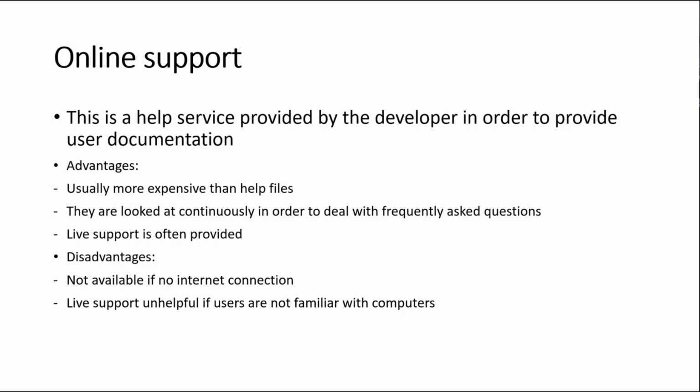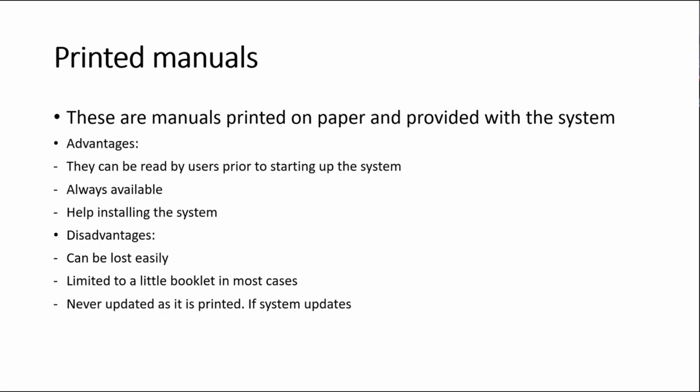And the last one is printed manuals. These are kind of manuals that are printed on paper and are provided with the system. Some of the advantages is that they can be read by users prior to starting up the system, helping them install it and whatnot. They're always available, and some of the disadvantages is that they can be lost very easily. So then after they're lost, they don't have another one.